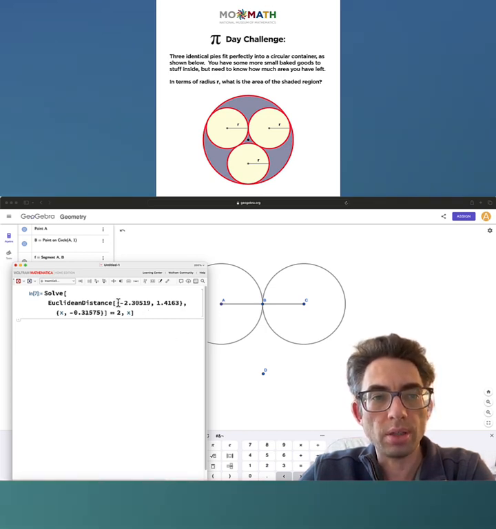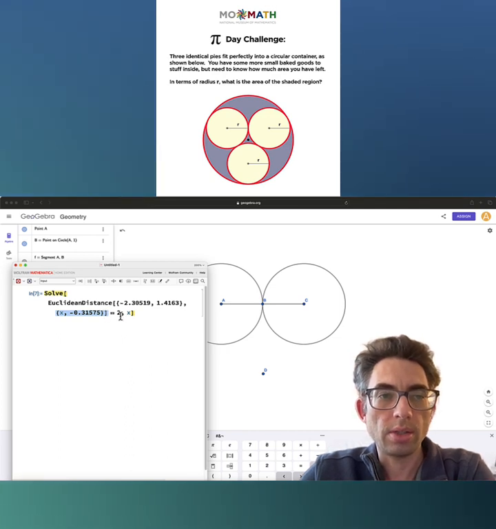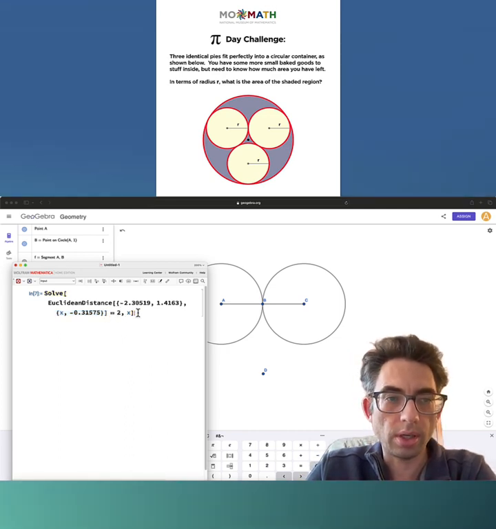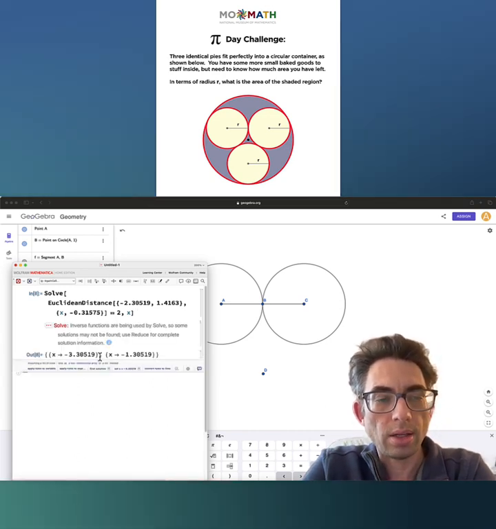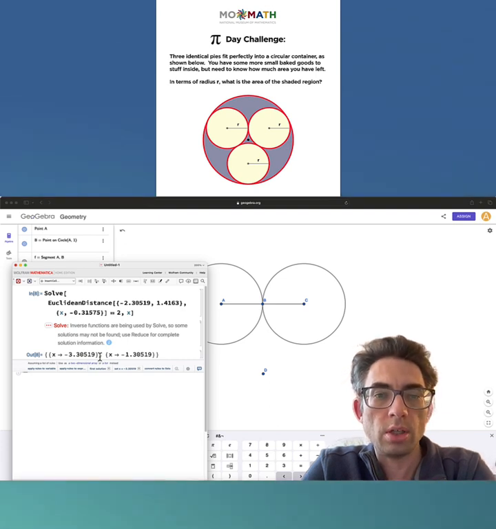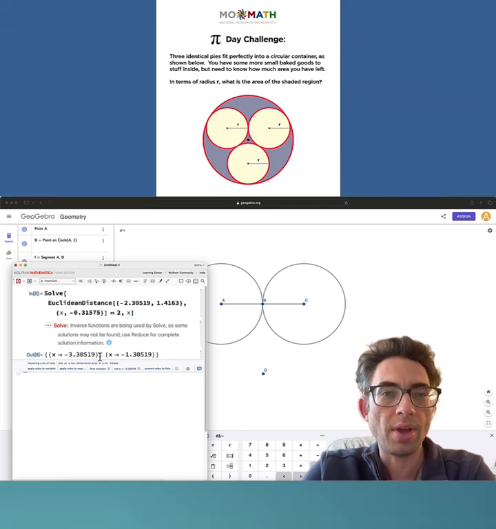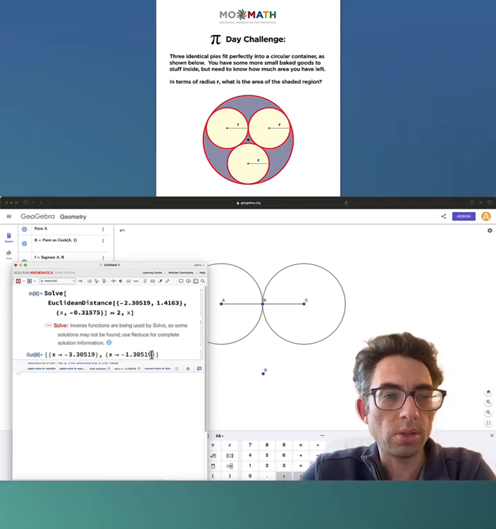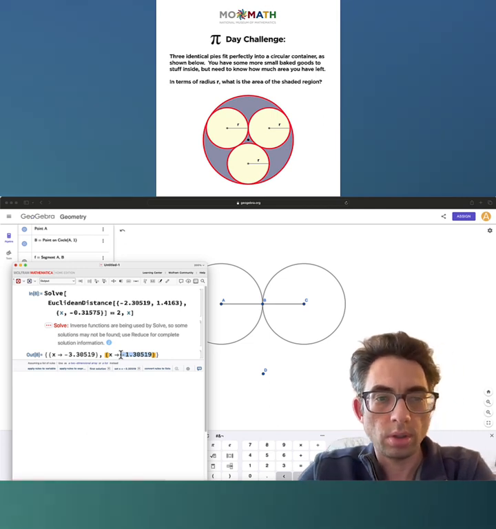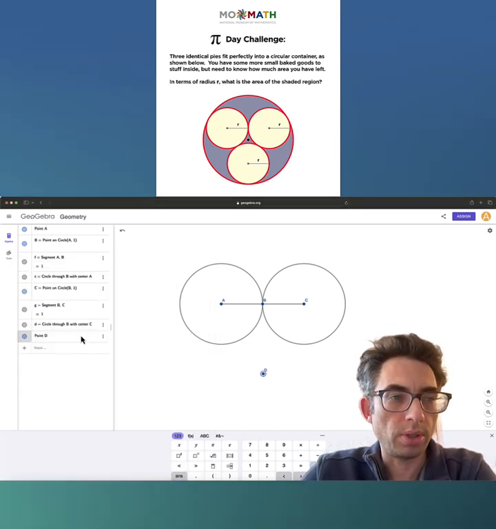This is point A over here, and this is point D. And this line, its distance, it should be 2. And so now we have to know what x should be. So let's run it. And it gives us 2 possibilities for x. Because D could be below A, or it could be above A, it'll still be 2. So let's take this one, negative 1.3059, copy it, and put that into point D.